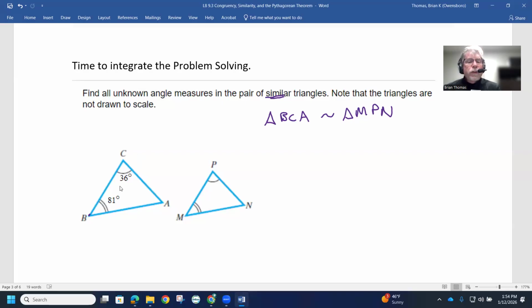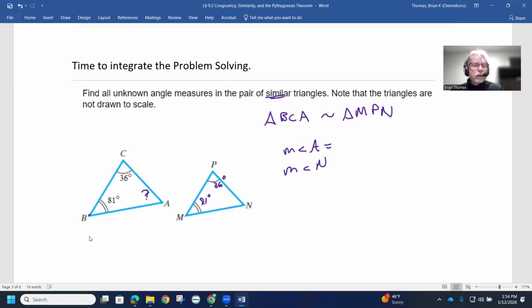If these triangles are similar, then corresponding angles are equal. So angle B would have to equal angle M. Angle M is 81 degrees. Angle C is 36, so angle P has to be 36 degrees. What's missing is the measure of angle A and the measure of angle N. Now remember, the sum of the three angles in a triangle has to be 180 degrees. We had that definition earlier.